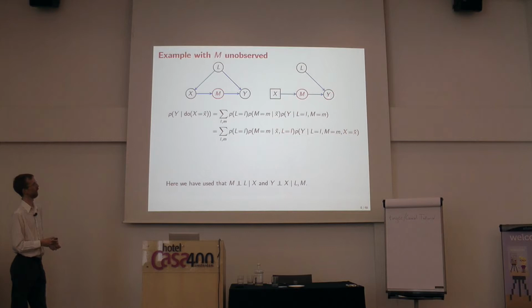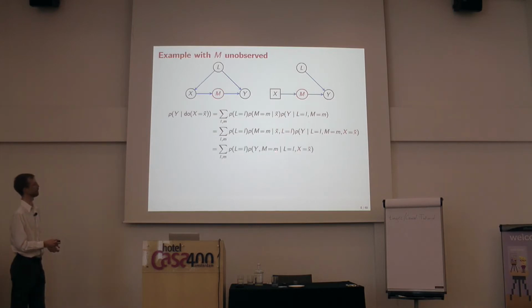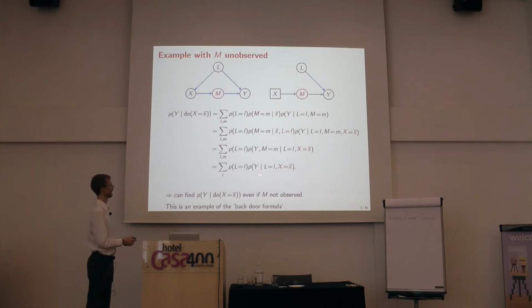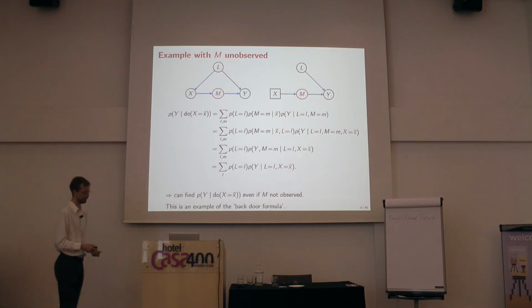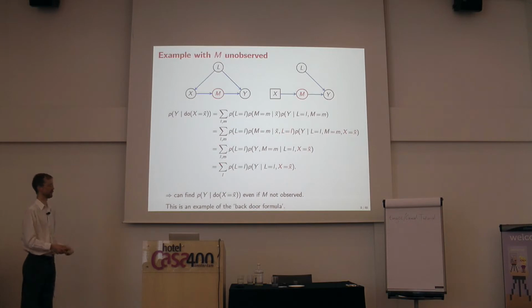And we can also see that, in this graph here, Y is independent of X given L and M. So we can add in X here and we can add in L here. And then with a little bit more rearrangement, we can combine these two terms to get Y and M given L and X. And we can then sum out M from this, and we get this expression here, which now no longer involves M. So even if M was not observed, we can get the intervention distribution. We can get the effect of X on Y, even if we didn't observe M. And the formula we've got here is an instance of the backdoor formula.